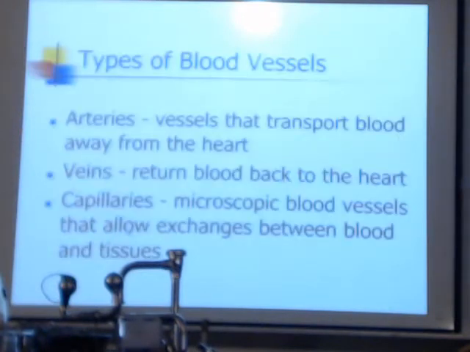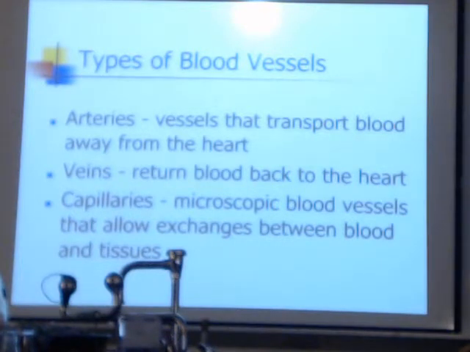So we're going to talk about the vessels, and we're going to do a brief overview. Be sure you're taking the notes that I tell you to, because I'm going to tell you the things I want you to know, okay? There are three types of vessels: arteries, veins, and capillaries. There are also thinner, smaller arteries called arterioles, smaller veins called venules, and then we have our capillaries.